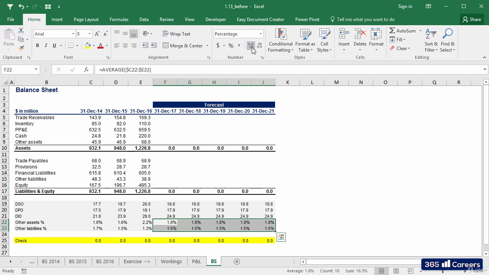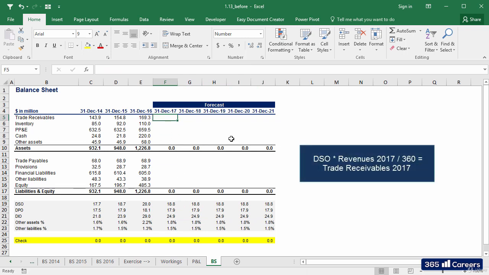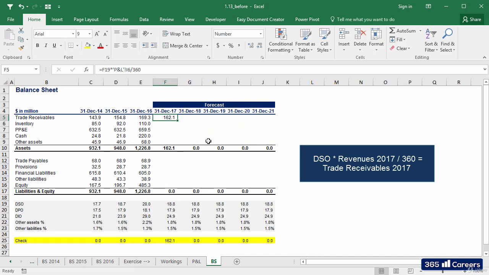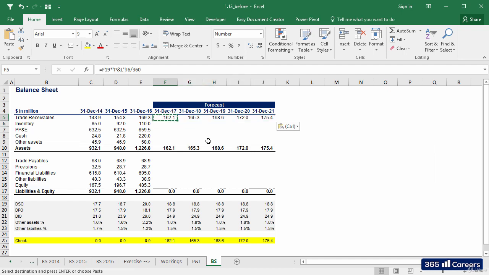We need to reverse the calculation we had before to obtain the actual figures for trade receivables, trade payables, and inventory during the forecast period. Multiplying the number of days by the amount of revenues for the year and dividing by 360 will give us the number of trade receivables. Then we can copy the same formula for the rest of the periods.